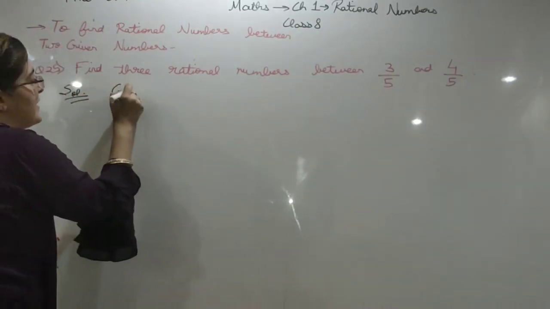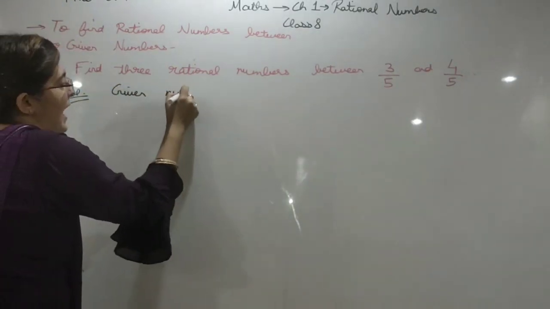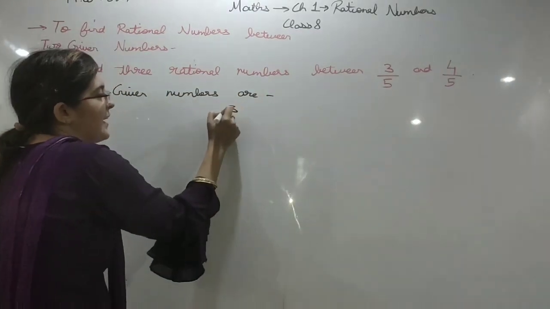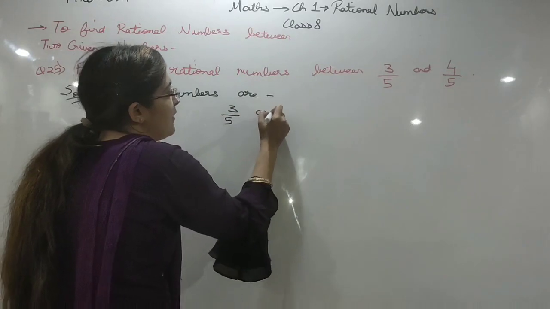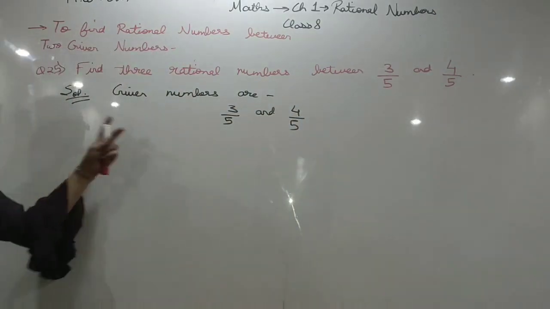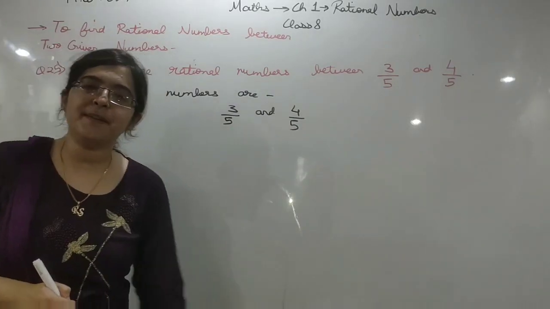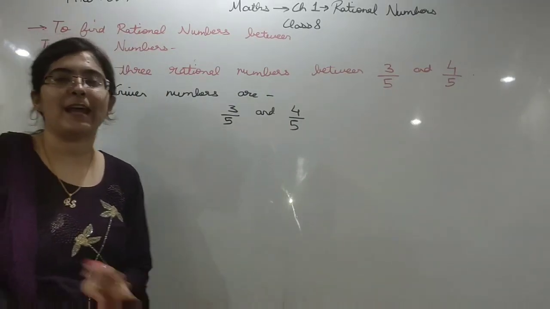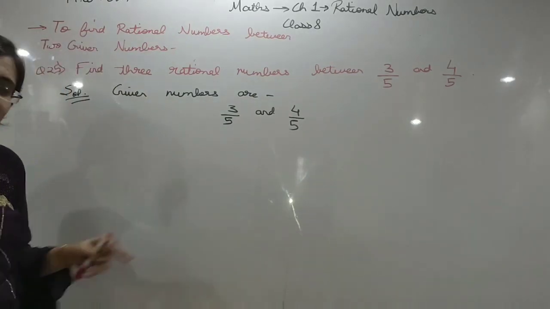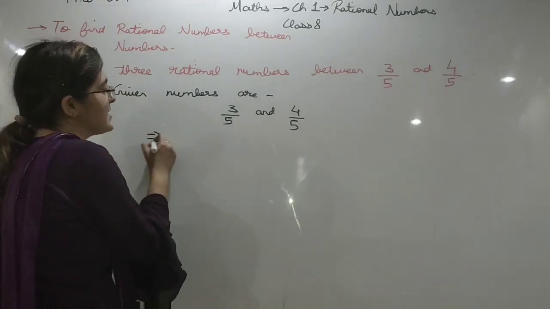First, what we will write: given numbers are. What are they? 3 by 5 and 4 by 5. Our first step is to check whether the denominators are same or not. Since they are same, we don't have to do anything. We will move on to the next step. What is our next step?